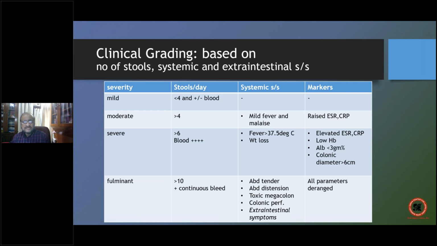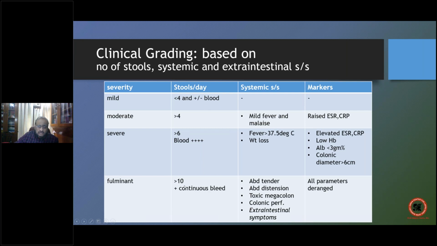Now, a clinical grading system helps. Why? Because that gives you an idea whether you're talking about a mild, moderate, severe, or fulminant type. One of the important parameters is the number of stools per day. So based on the number of stools, less than 4, more than 4, more than 6, or more than 10 stools per day, with or without blood. In mild cases, there's hardly any blood in it. In moderate, blood is going to be there. In severe, more blood. And in fulminant, it's a continuous bleed.